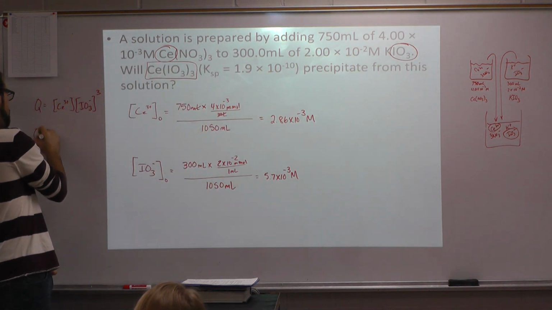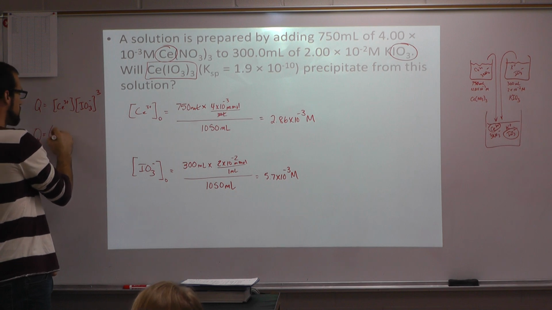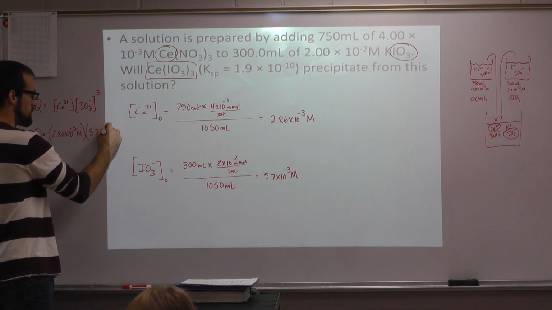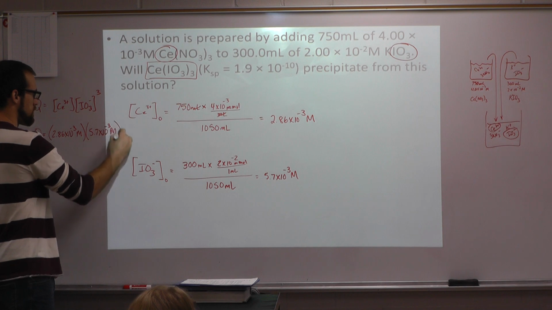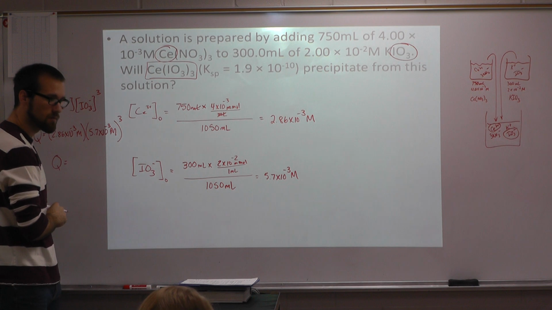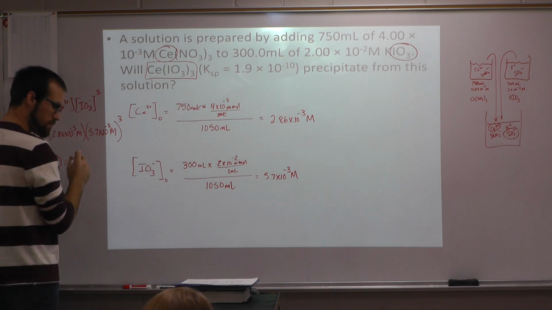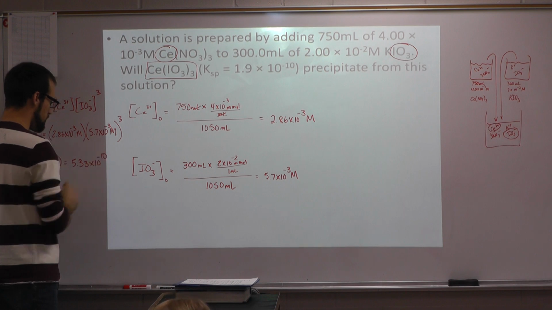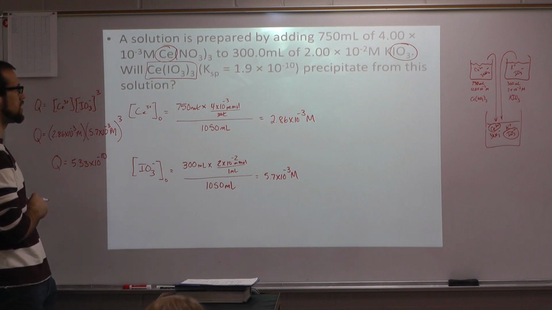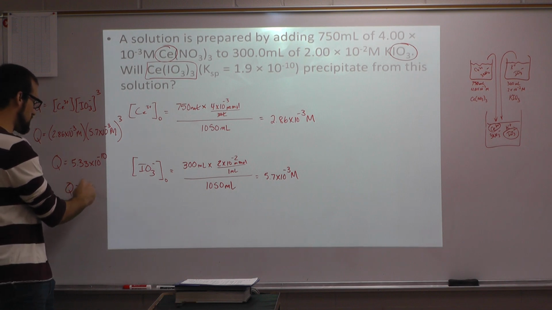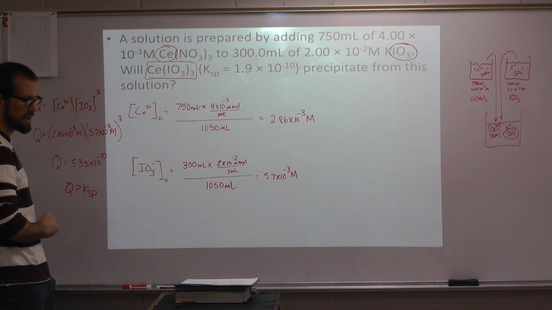Okay, so we plug in. Anybody find Q yet? 5.33. Okay, so there's our Q. Then we're comparing it to Ksp. Looks like Q is greater than Ksp. So what would we say?